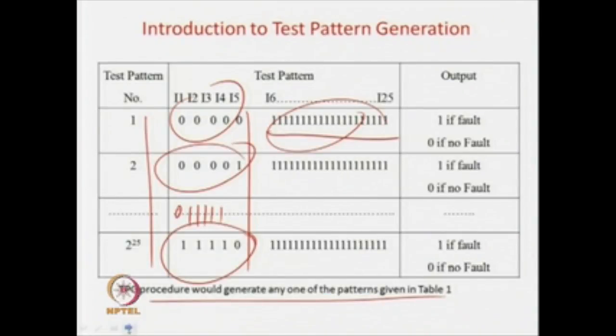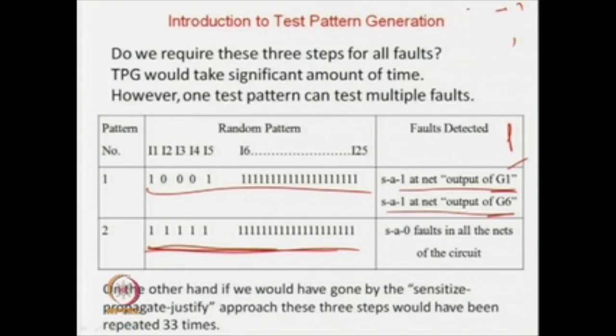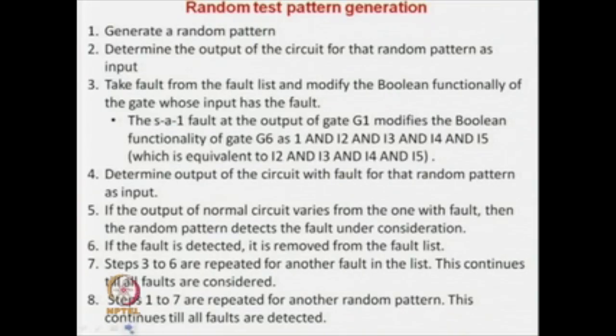But now by random pattern generation, it is very simple. You apply this pattern and you can find out that we can detect a much larger number of faults. In this case, you can see 33 faults have been detected by this approach. So as of now, it seems that this is a very good idea, that you go for random pattern generation based testing rather than go for sensitize, propagate and justify. So let us look at it.